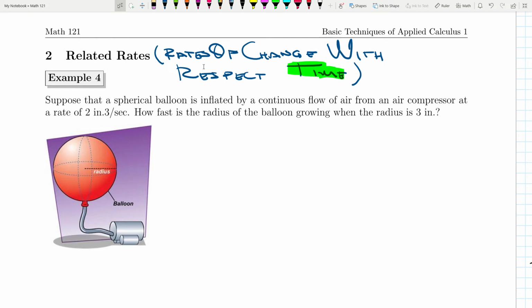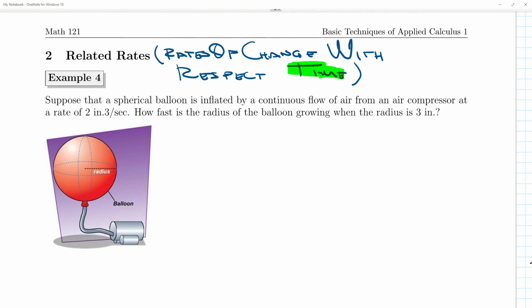So of course, they will give us a piece of information. You want to know how fast the radius is changing at the moment when the balloon has a radius of 3 inches. And in this case, there could be two possible scenarios. Either the balloon is getting inflated, which is our case, or the balloon is getting deflated, and that would involve a negative rate of change. So let's start with using the formula for the volume of a sphere.